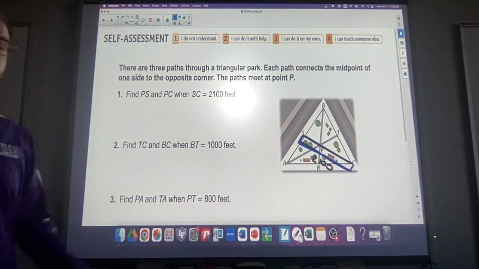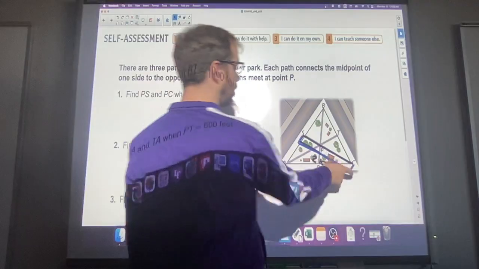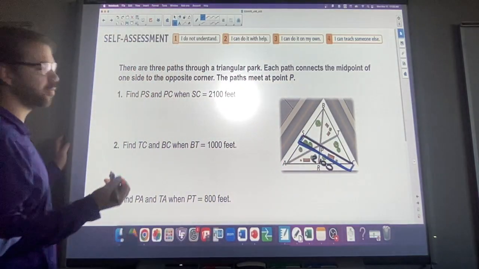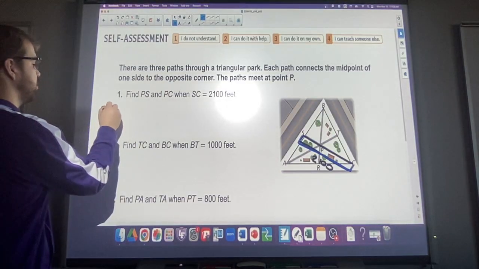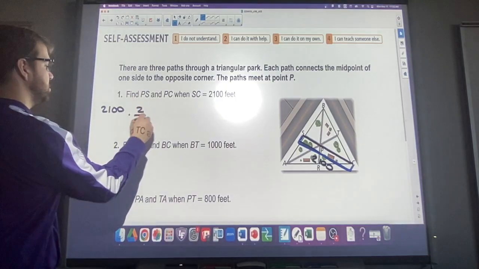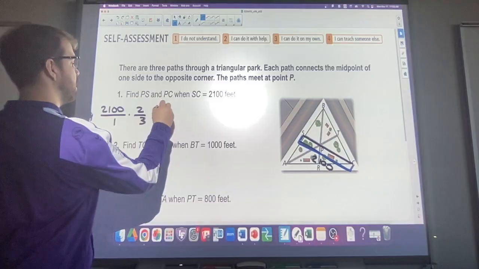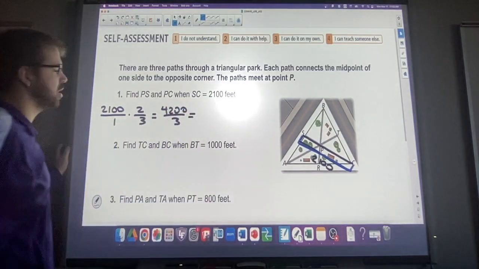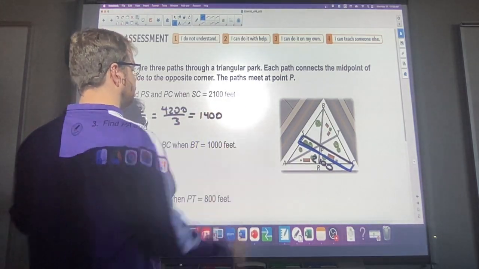So we can either use the 2/3 rule, or we can use the fact that this is double this. Does not really matter. I'll do the 2/3. Sometimes when you have the full length, it's just as quick to do 2/3. So I'm going to do 2100 times 2/3. All right, 2100 over 1. I get 4200 over 3. And I divide 4200 by 3, and I get 1400.